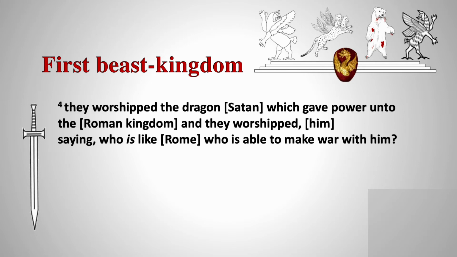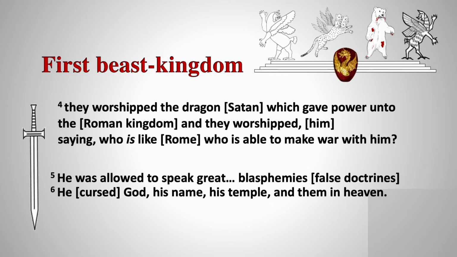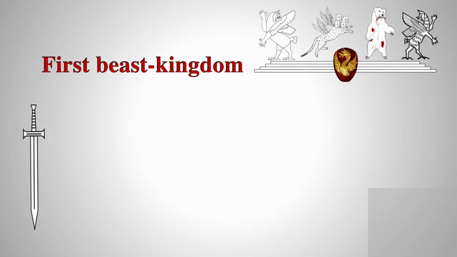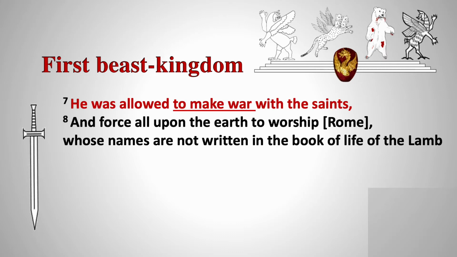Verse 4 says, they worshiped the dragon which gave power unto the Roman kingdom, saying, who is like Rome, who is able to make war with him? He was allowed to speak great things, including false doctrines. He cursed God, his name, his temple, and them in heaven. Verse 7 says, he was allowed to make war with the saints and force all upon the earth to worship Rome, whose name are not written in the book of life of the Lamb.